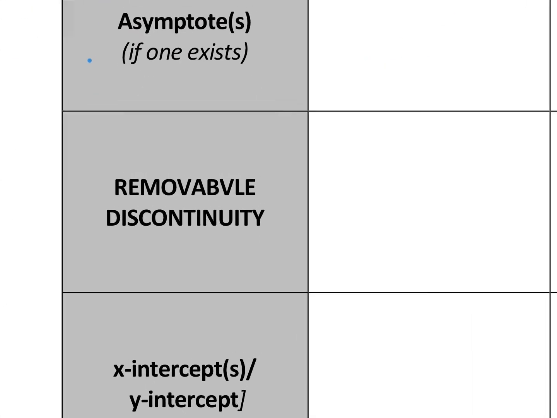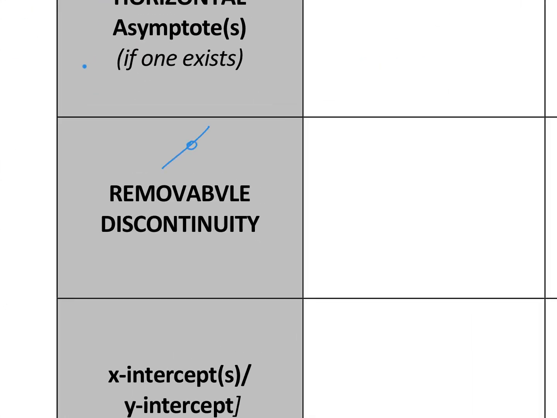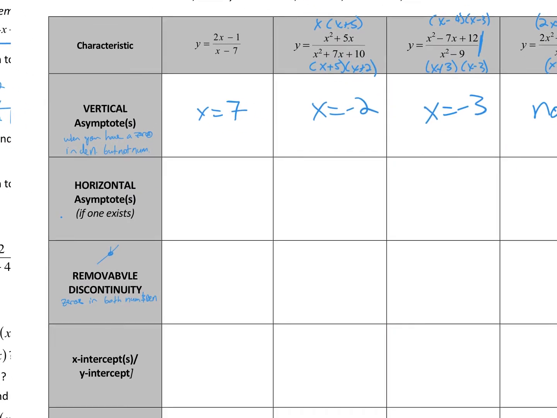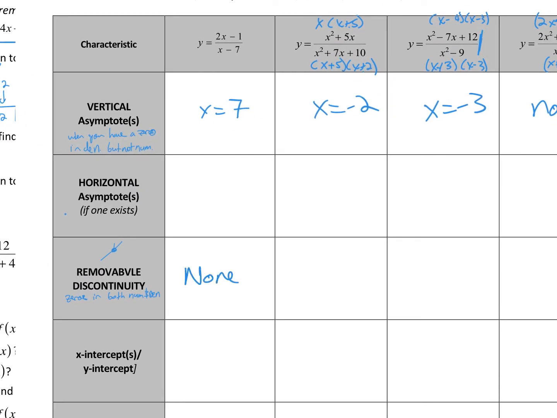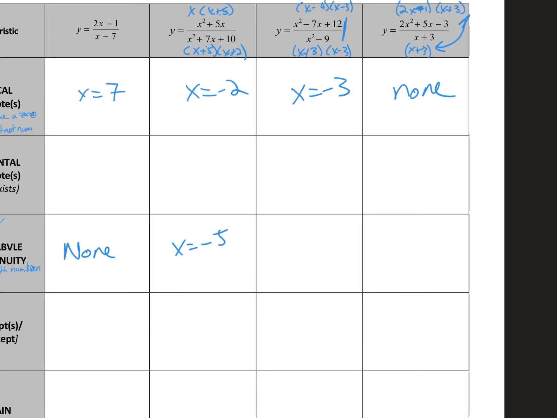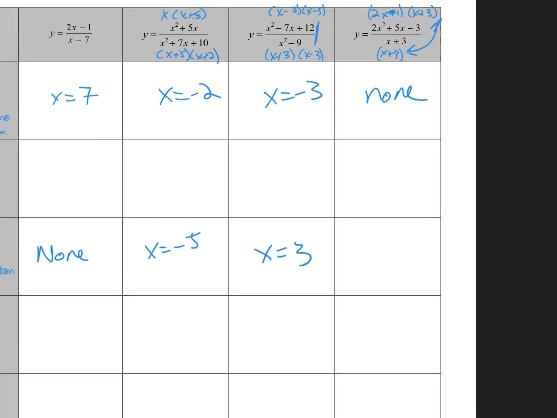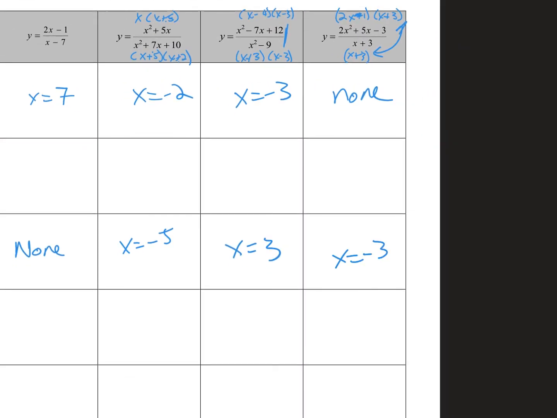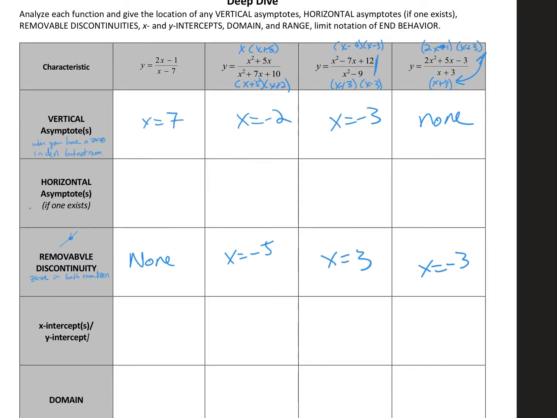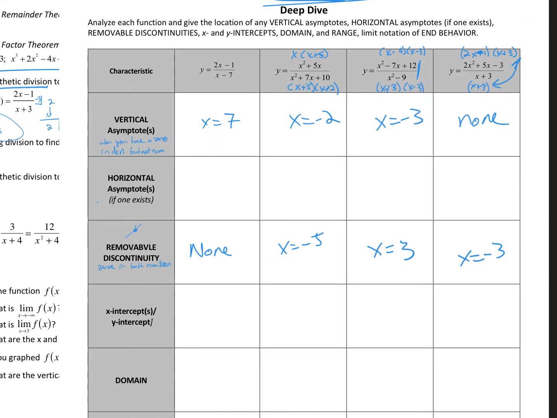A removable discontinuity, remember, that's one where you have a line and there's just a hole right at that point. That's if there is a 0 in both the numerator and denominator. So if that's the case, we're going to find a removable discontinuity. In this case, we do not have one. In this one, we do have one at negative 5. That is because it's both on top and bottom. Same thing here with x equals 3, and same thing here at x equals negative 3. So those are all going to be holes or point or removable discontinuities.